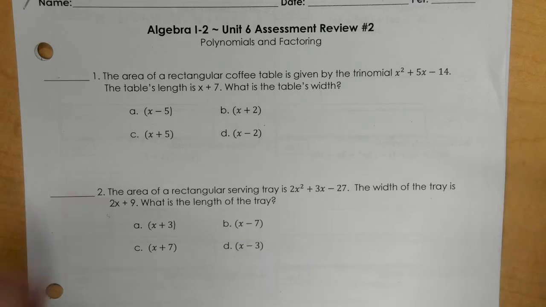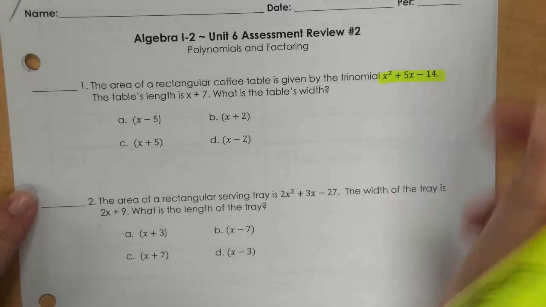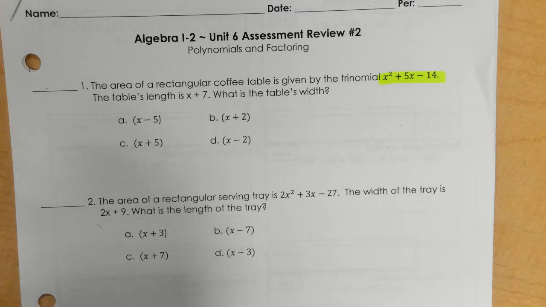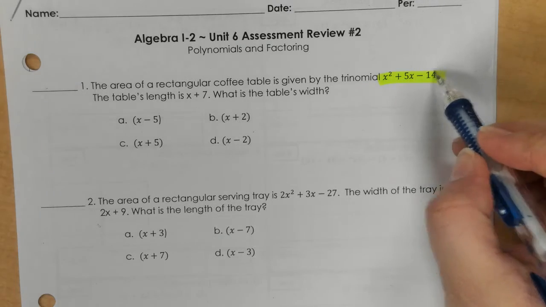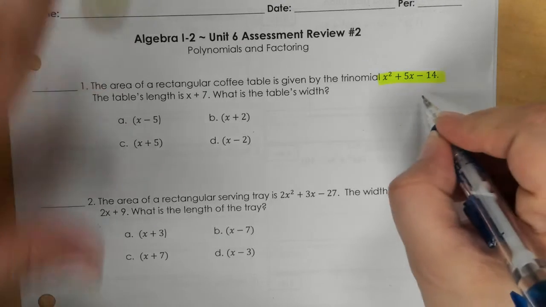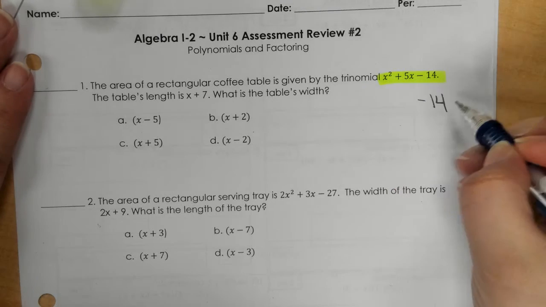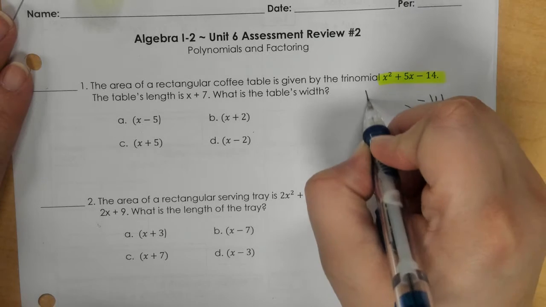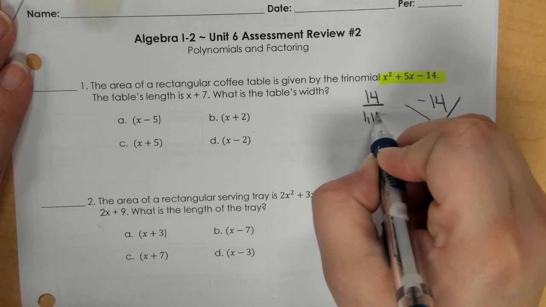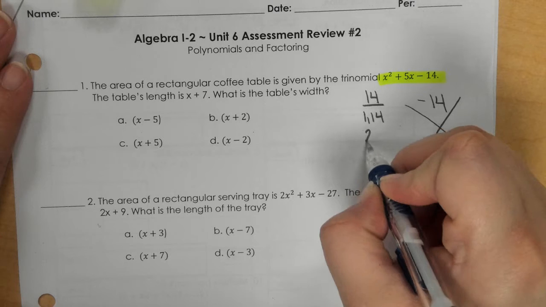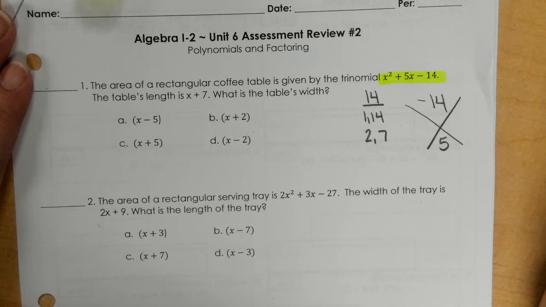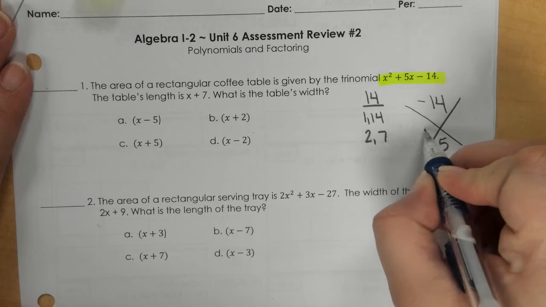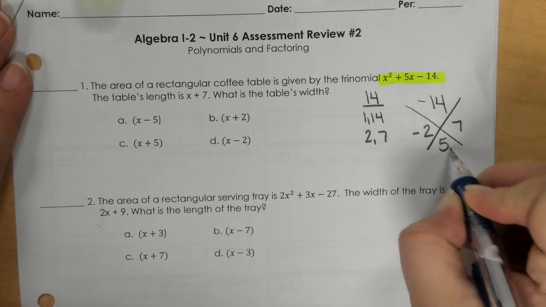And so this right here would need to be X factor, and it's just normal X factor since a is 1. So I would say 1 times negative 14 is negative 14, and I am trying to get to a 5 in the middle. So the factors of 14 are 1 and 14, 2 and 7, and I know that 7 minus 2 could make a 5.